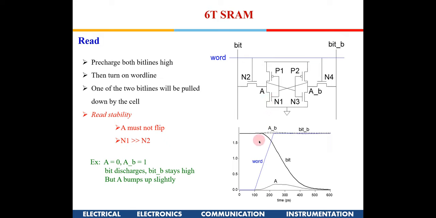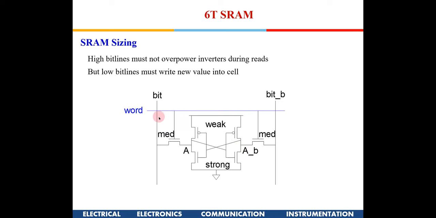So summarizing the read and write operations: this is the weakest PMOS, then a medium, these two NMOS, and these two have to be the strongest. Is it clear now to all of you? How do we size this? From my simulation results at 180 nanometer, if you keep double the size, it would work fine, right?